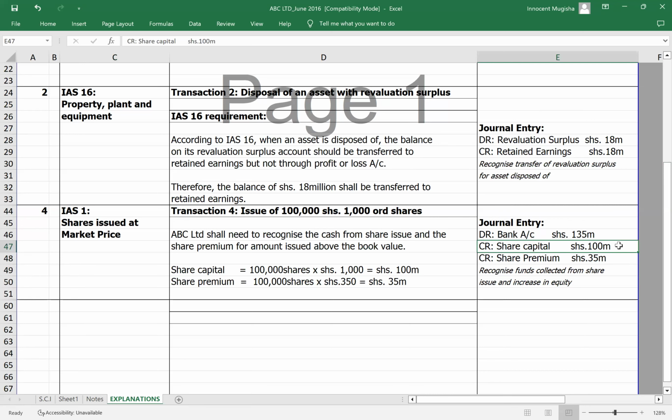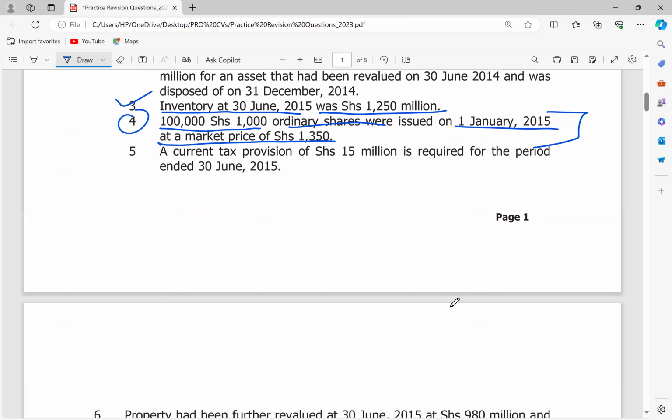And again, as you can see, we are continuing to work on the presentation of financial statements, at the same time working out amounts in compliance with the relevant accounting standard. Next, I move to note number 5. Note number 5 talks about a current tax.